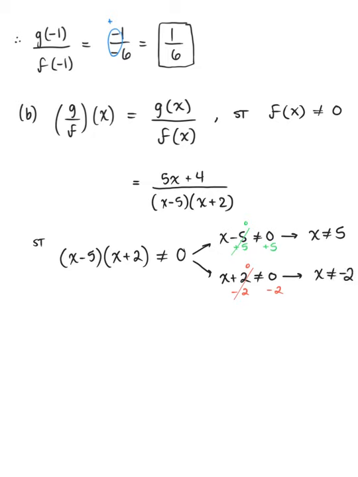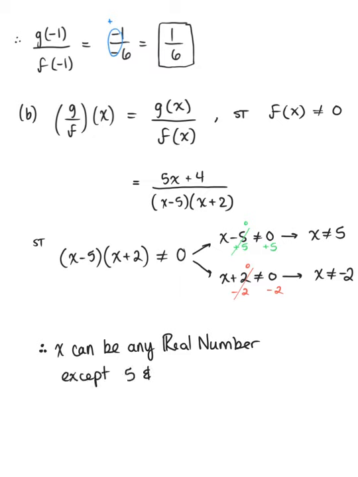So these are the values that we need to exclude from our domain. We can say that therefore x can be any real number. So any real number our little hearts desire, except +5 and -2. And so this is our beautiful final answer to part B.